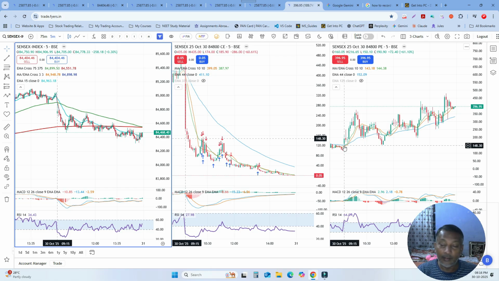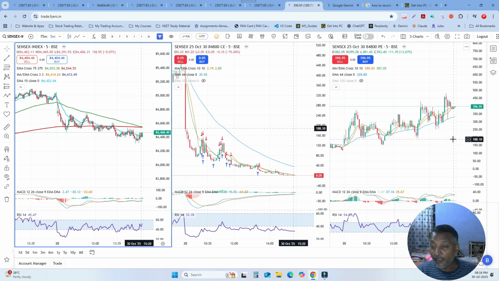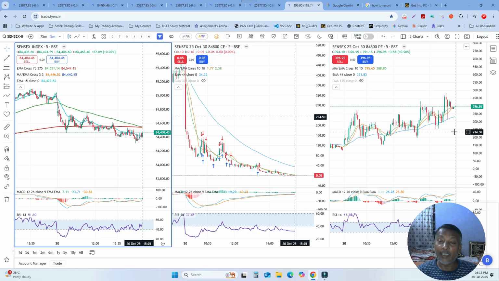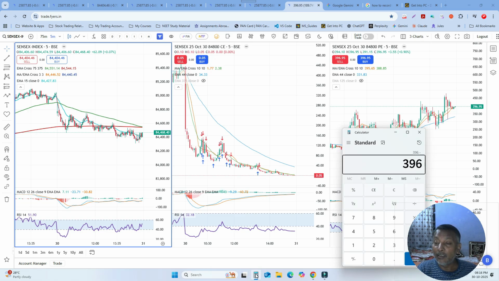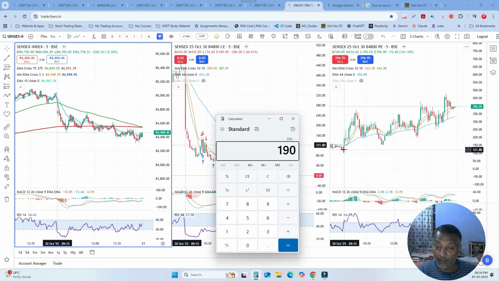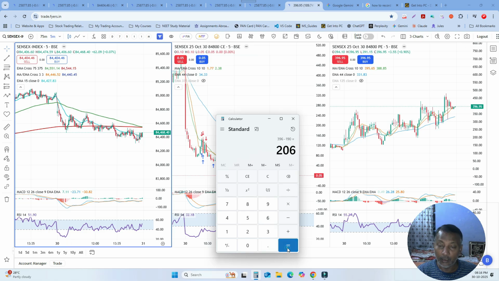But by the close of the day, it ended at 396 rupees. So 396 minus 190. We made a profit of 206 rupees on 190. How much is that in percentage? 206 divided by 190, so it generated a profit of 108%, even though the market moved in a wavy structure.